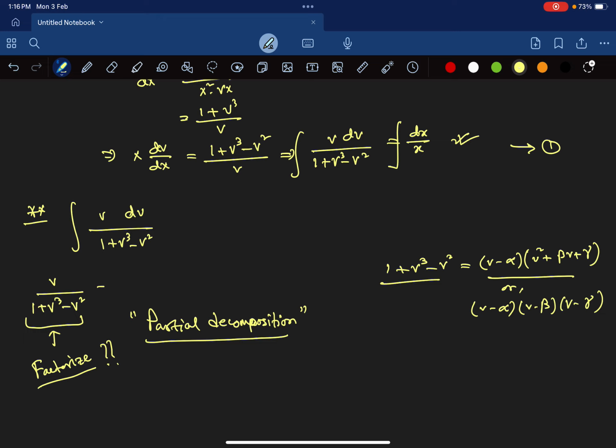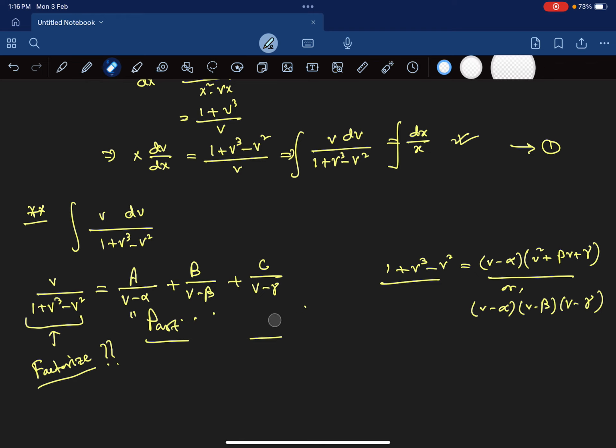So in that case, this entire term can be written as a by v minus alpha plus b by v minus beta plus c by v minus gamma. This technique you already learned in 12th standard. Okay, this is partial decomposition. Now after that, let me erase this part and see what you need to do.